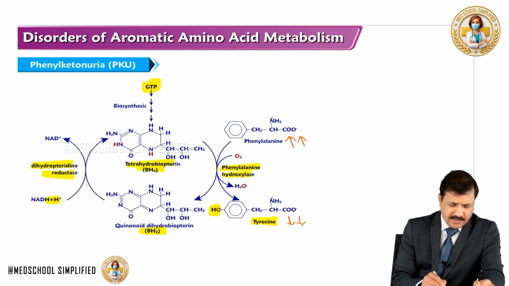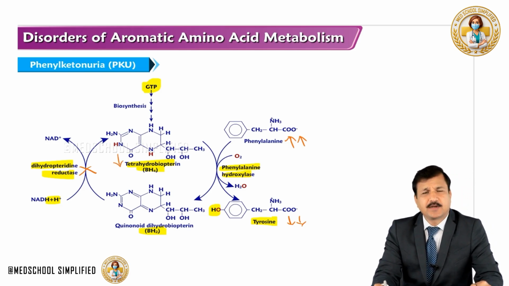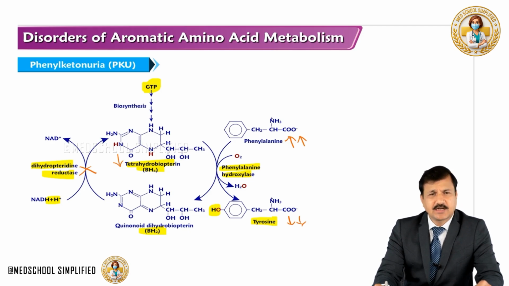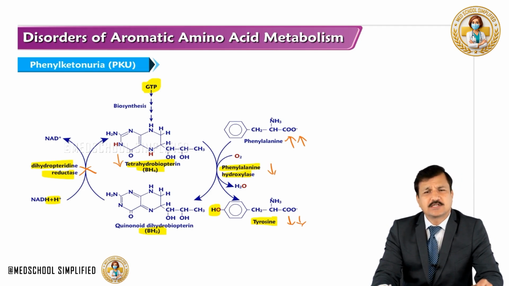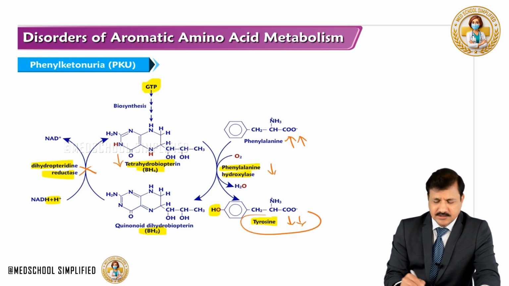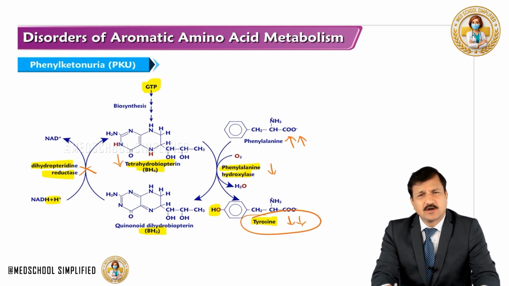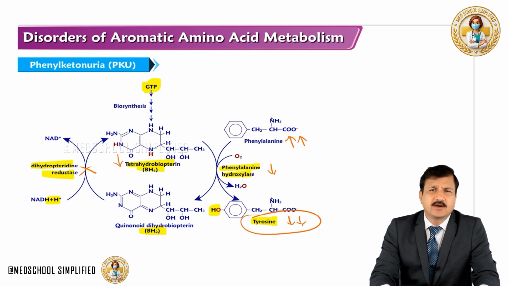Now, if there is a defect in the dihydropteridine reductase enzyme, that will lead to a decrease in tetrahydrobiopterin coenzyme, and when there is a decrease in tetrahydrobiopterin coenzyme, that will also decrease the activity of phenylalanine hydroxylase, leading to increase in phenylalanine and decrease in tyrosine. So in phenylketonuria, note that tyrosine becomes an essential amino acid, although in a normal individual, tyrosine is not an essential amino acid. So, defect in dihydropteridine reductase gives rise to type 3 phenylketonuria.